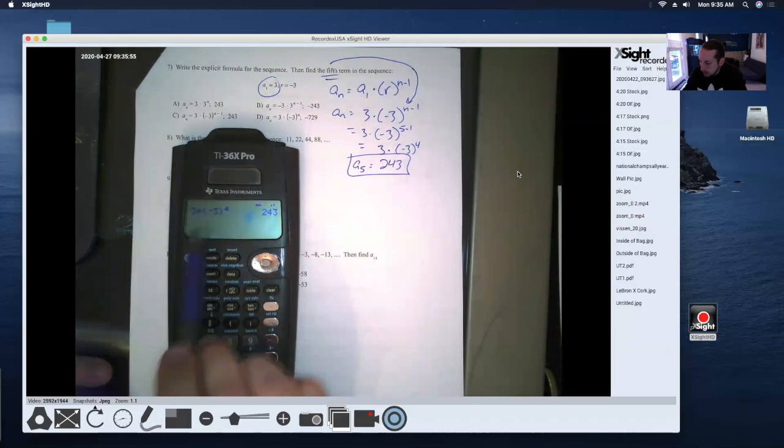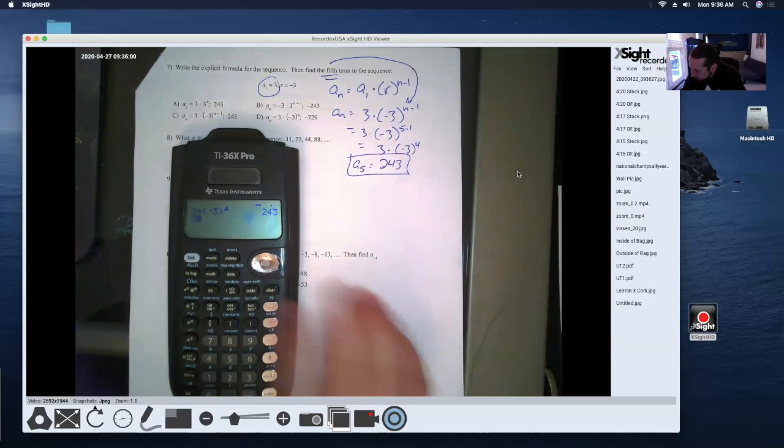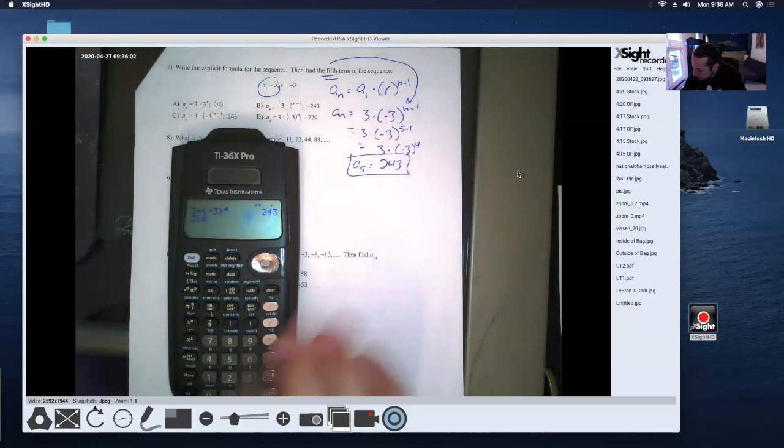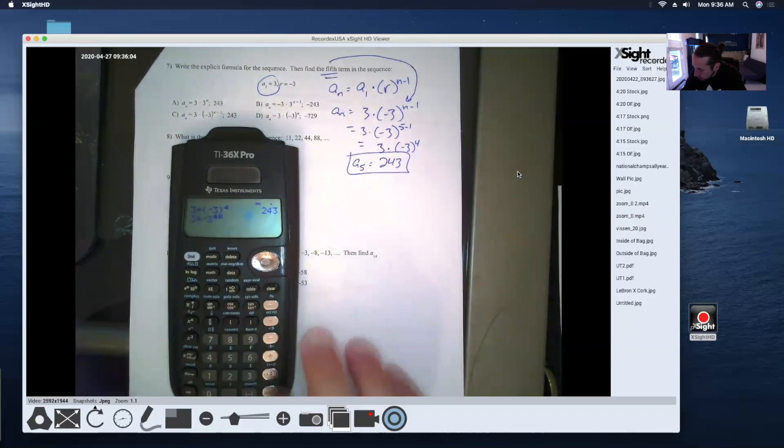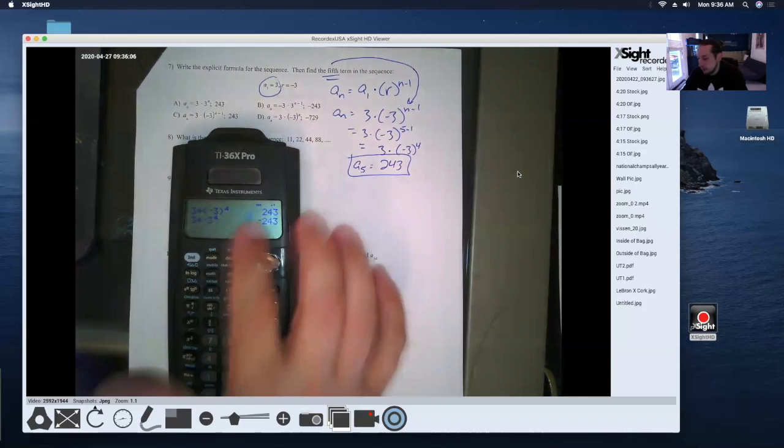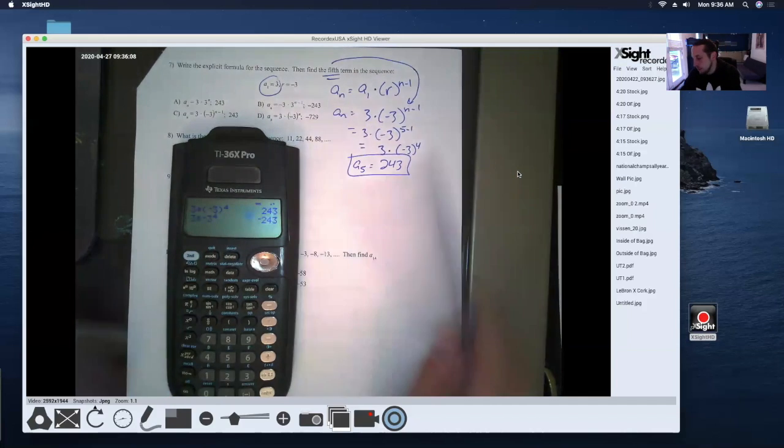Make sure when you do this in the calculator that you put parentheses in there. Otherwise, that'll make a mistake. So let's see, 3 times -3 to the 4th. So yeah, it will come out to negative if you don't use your parentheses. Make sure you use your parentheses.